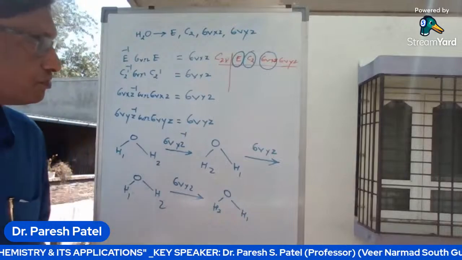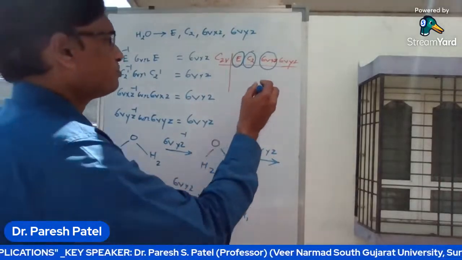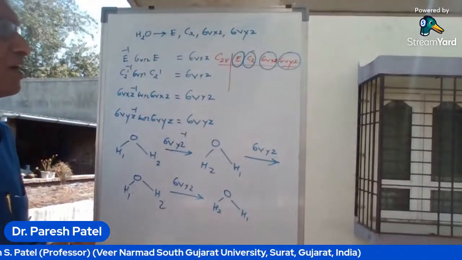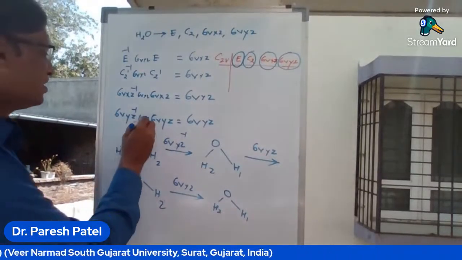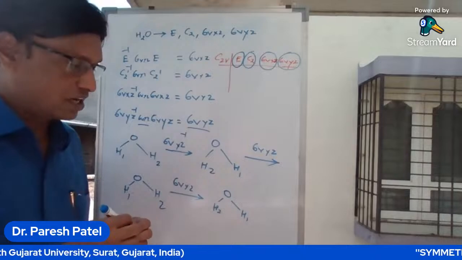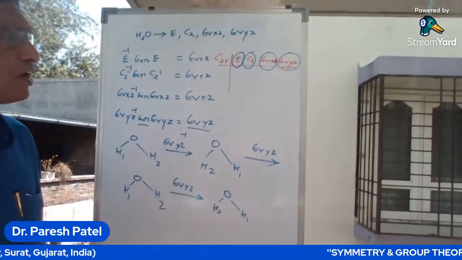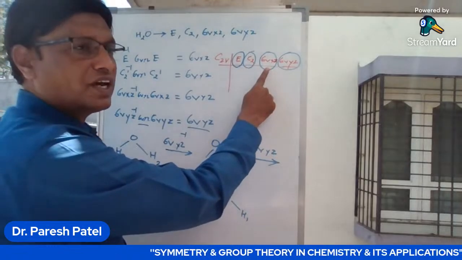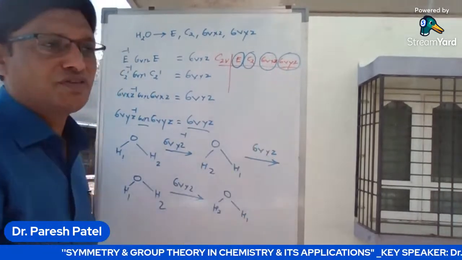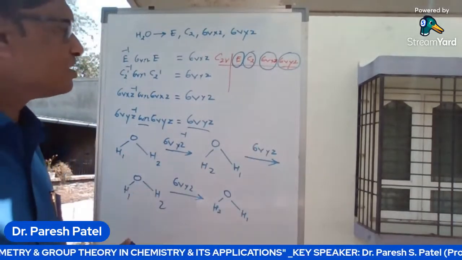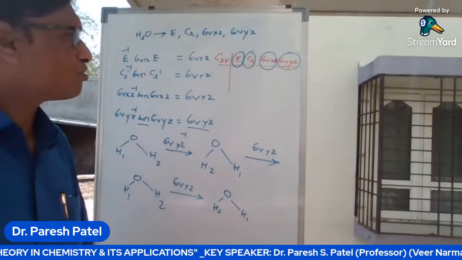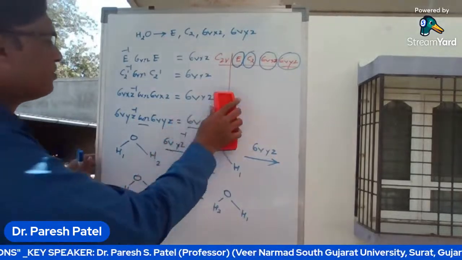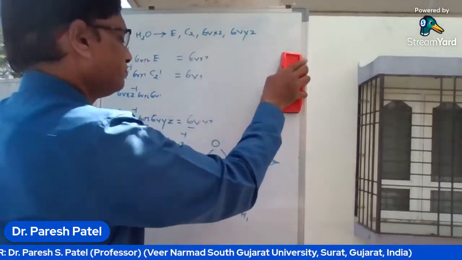So the fourth class of the symmetry elements of the water molecule is equal to sigma v yz. Why? Sigma v yz is conjugate to itself. So in this case, E is conjugate to itself, C2 is conjugate to itself, sigma v xz is conjugate to itself, and sigma v yz is conjugate to itself to form individual classes. So in the case of the water molecule, the number of classes is equal to 4. Now another molecule is the ammonia molecule.